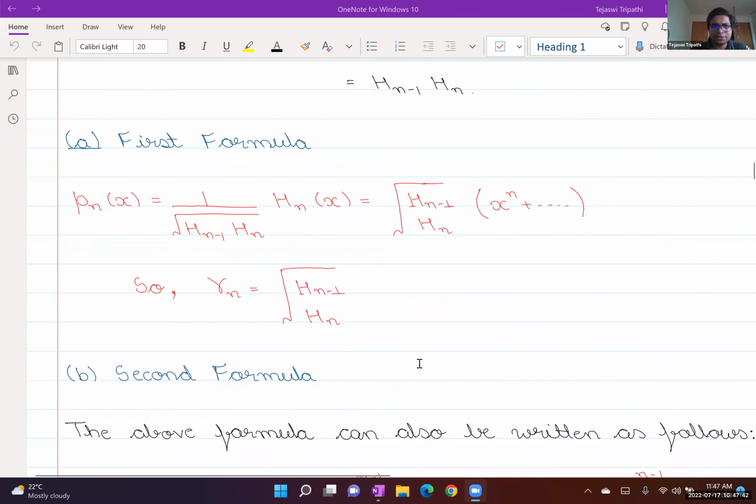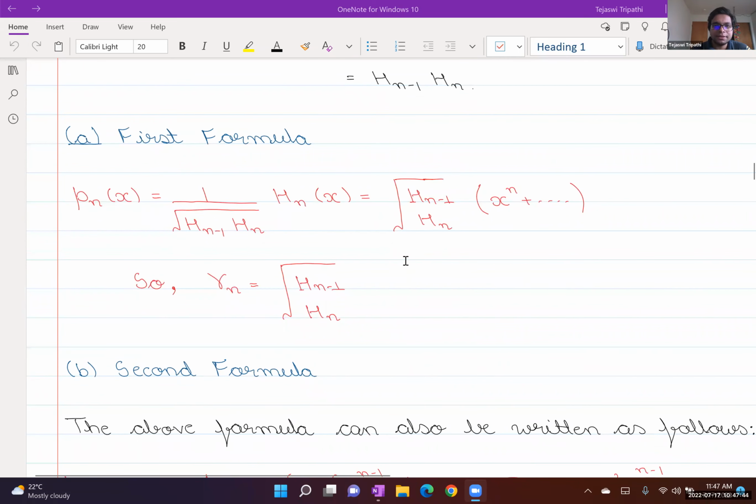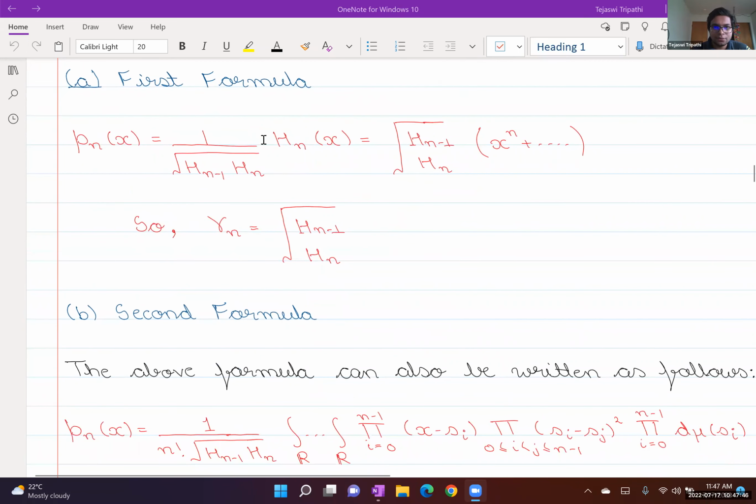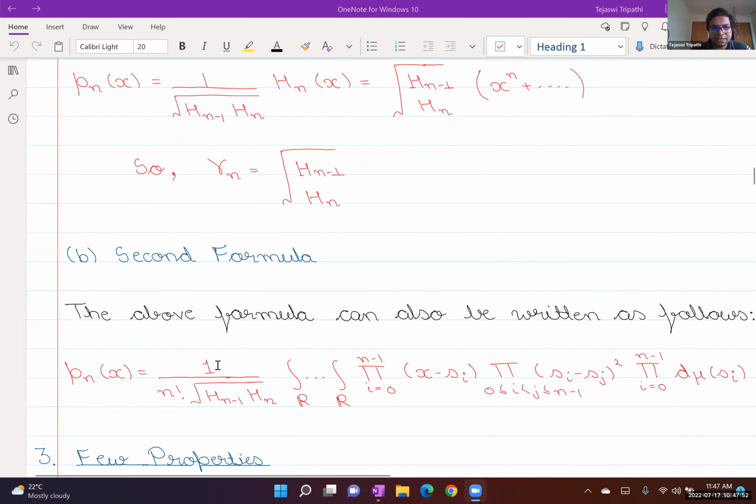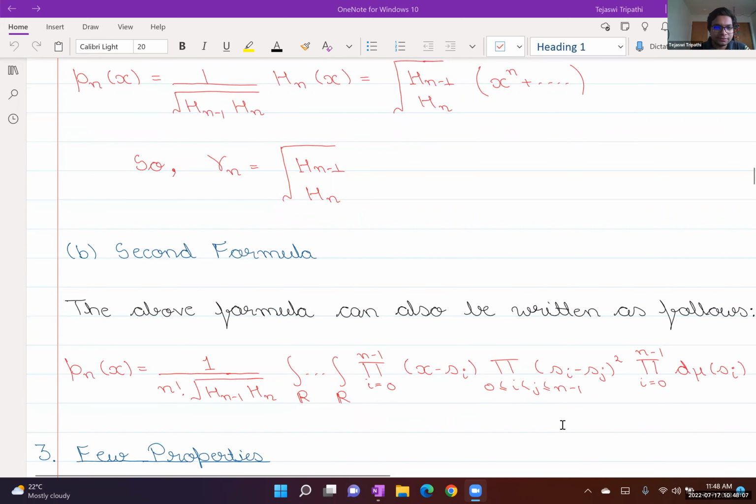The second formula is just to expand a determinant. One can write this h_n(x) like this. One can show that this P_n(x) is nothing but this. So we have explicit formulas for the nth orthonormal polynomial. So first we defined what orthonormal polynomials are, and we have given some formulas. Now let's see some properties.